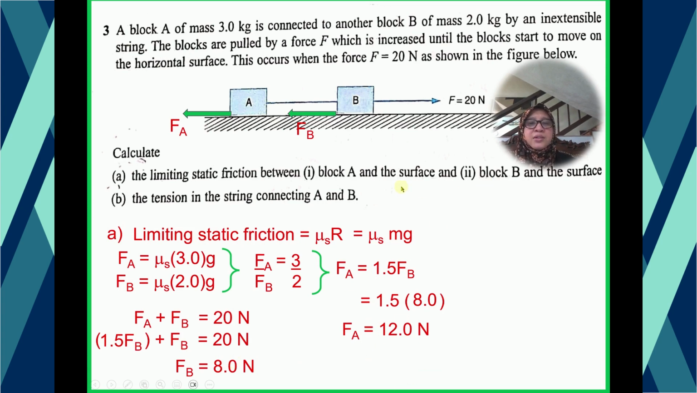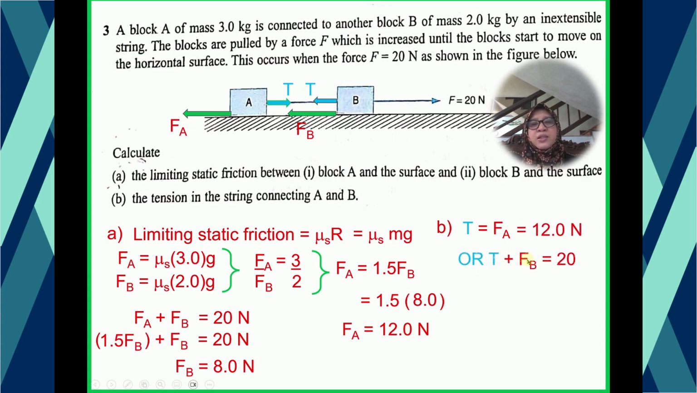So we have answered questions 1 and 2 already. Now we go to question B, where we determine the tension in the string connecting A and B. The string forms an action-reaction force pair, by B on A and A on B. If you use block A to calculate T, then T equals Fa. Fa was calculated already as 12 Newton, so the tension in the string is 12 Newton.